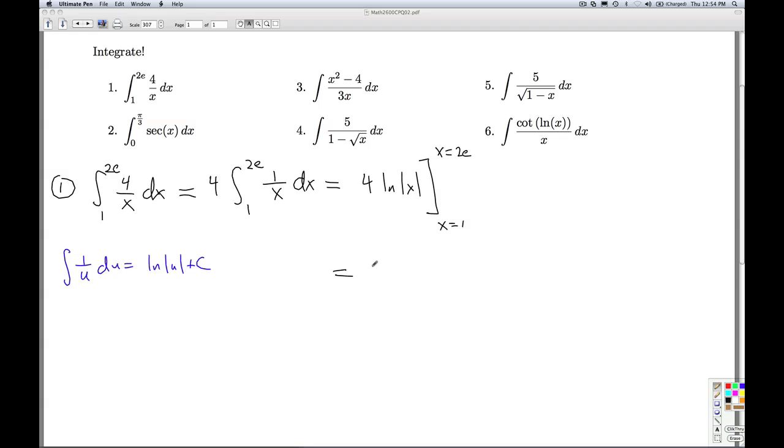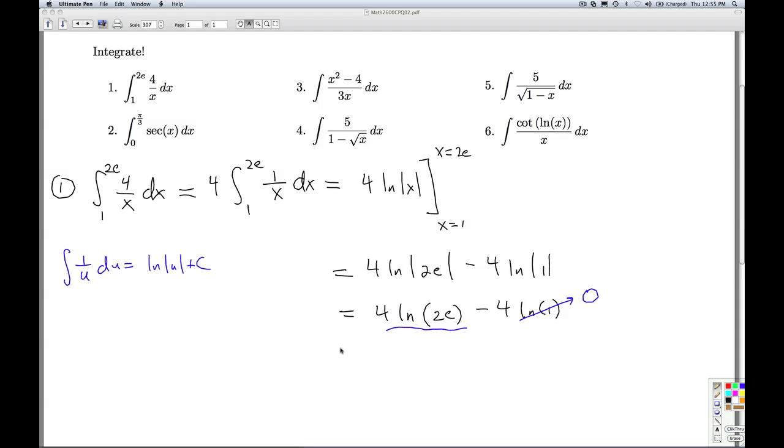So I substitute in the top limit of integration. I get 4 natural log the absolute value of 2e minus 4 natural log absolute value of 1. Since both 2e and 1 are positive numbers, the absolute value of 2e is just 2e, and the absolute value of 1 is just 1. Now we know by definition the natural log of 1 is 0. And so we could just be happy with this answer.